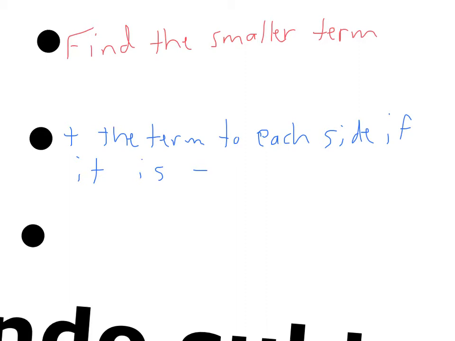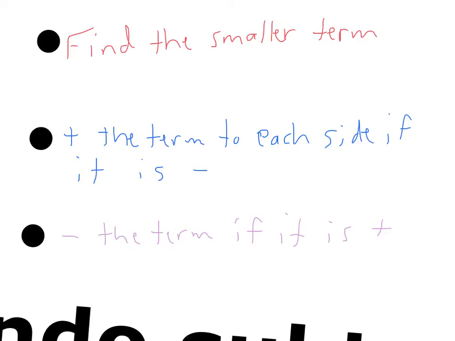Okay, and then the last step, what color do we want? Let's do purple. Okay, subtract the term if it is positive. Okay, so this is treated just like a normal equation.